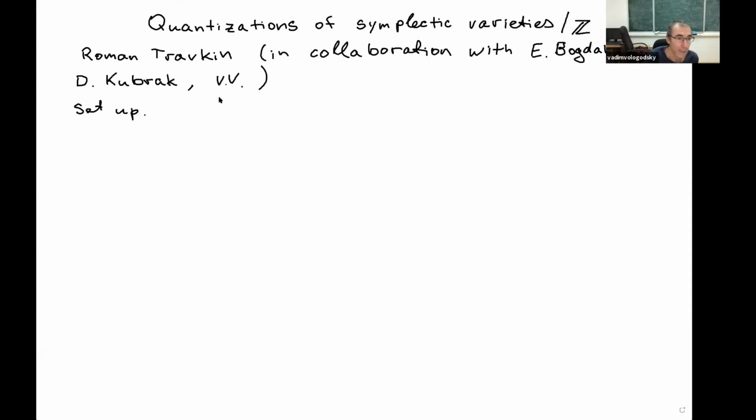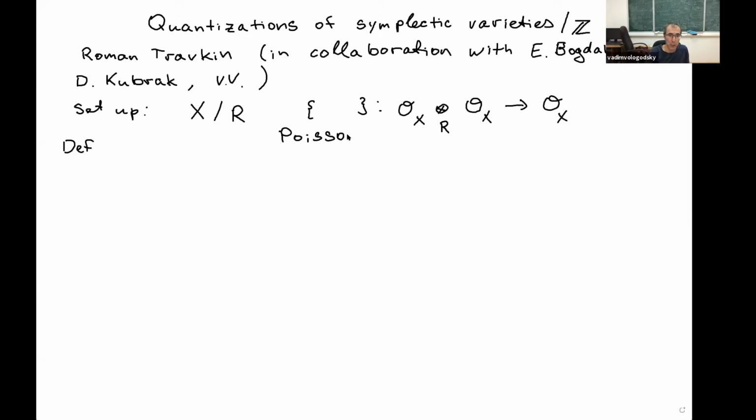So I will fix some scheme X over R equipped with a Poisson structure. So X is a Poisson scheme. So this is the bracket, a Lie bracket on functions, which has the property that the commutator is a derivation with respect to the usual multiplication on X. And so a quantization. So this is the Poisson structure.